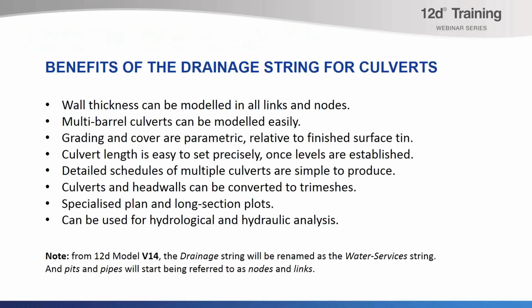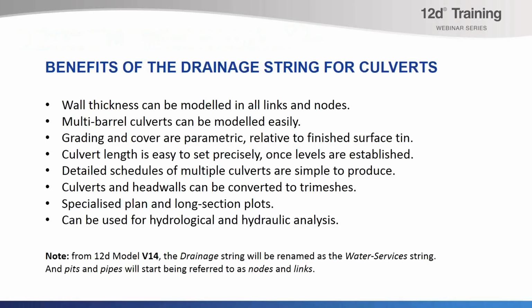Also, we have a tool to set the culvert length easily and precisely in terms of an integer number of prefabricated links once you've got the levels of your culvert established. Also, using drainage strings, because everything's stored as attributes on the drainage string, whether it's a pit attribute or a pipe attribute or a string attribute or a model attribute, we've got full access to all of those attributes, and schedules of multiple culverts are simple to produce.